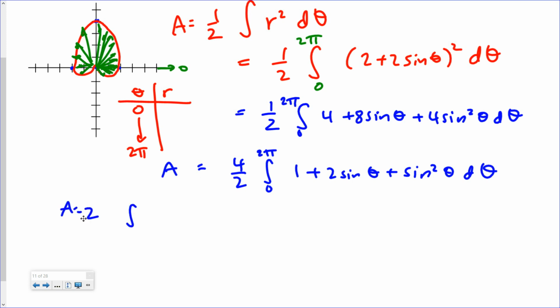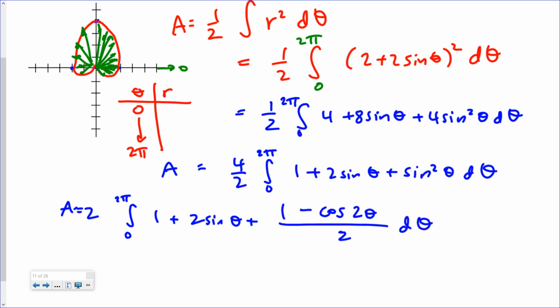So A is equal to 2 times the integral from 0 to 2 pi of 1 plus 2 sine theta plus sine squared theta. And anytime you have sine squared or cosine squared, you have to use that formula. I think it's minus. 1 minus cosine 2 theta all over 2 d theta.